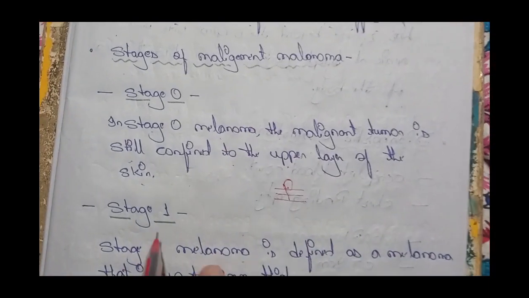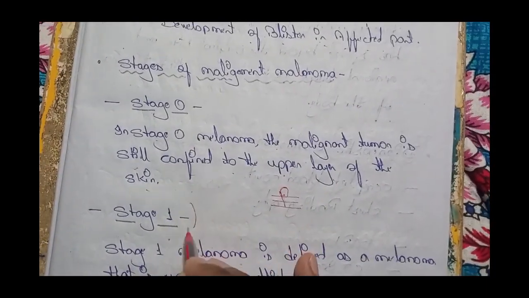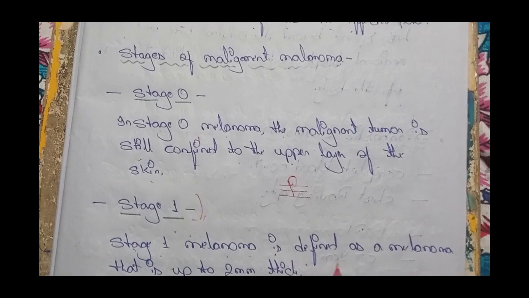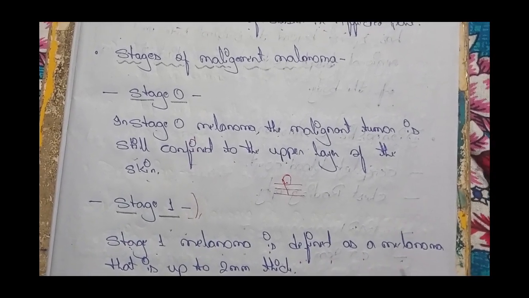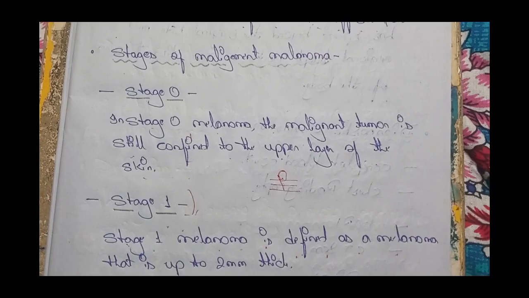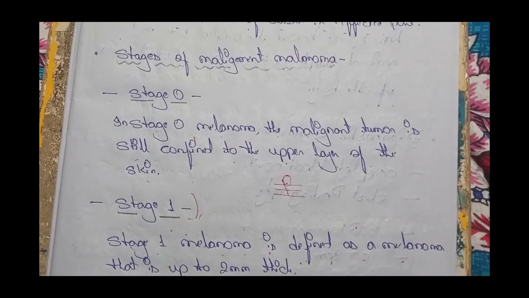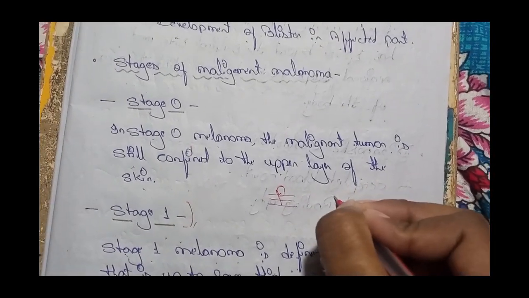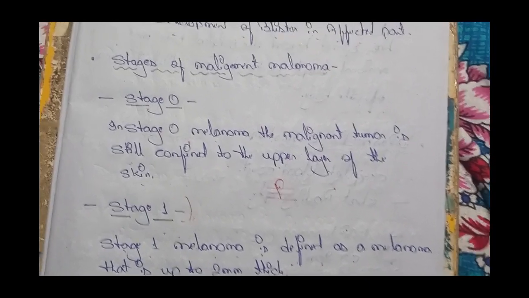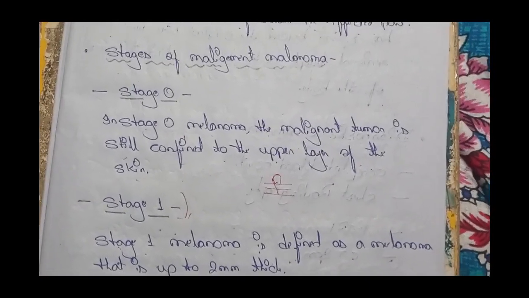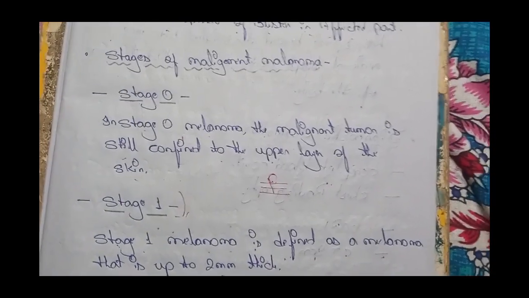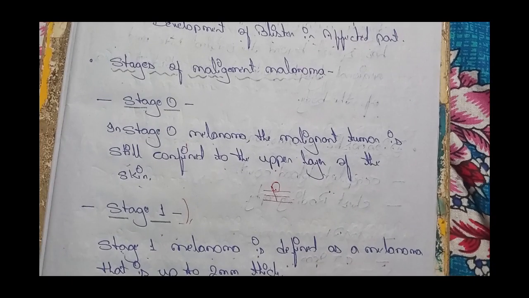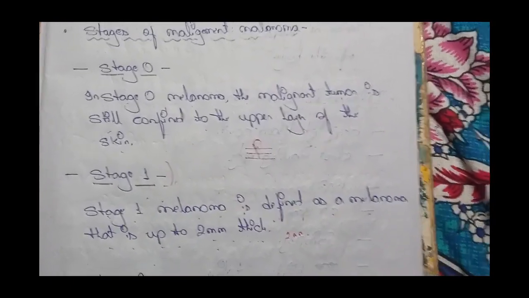In stage 1, melanoma is defined as a melanoma up to 2 mm in thickness. At the starting stage it is like a blister, but the diameter is very small; in stage 1 it is 2 mm. It is a blister, but only 2 mm.